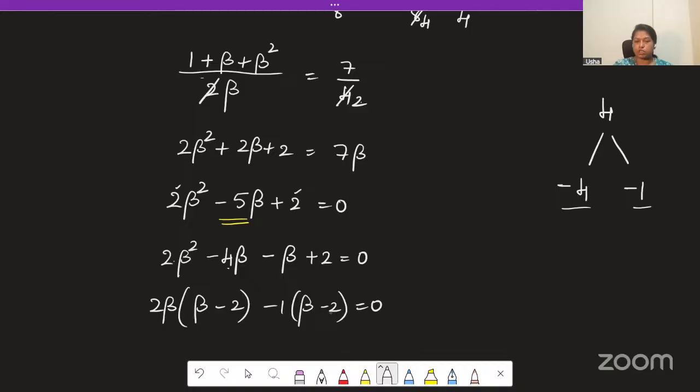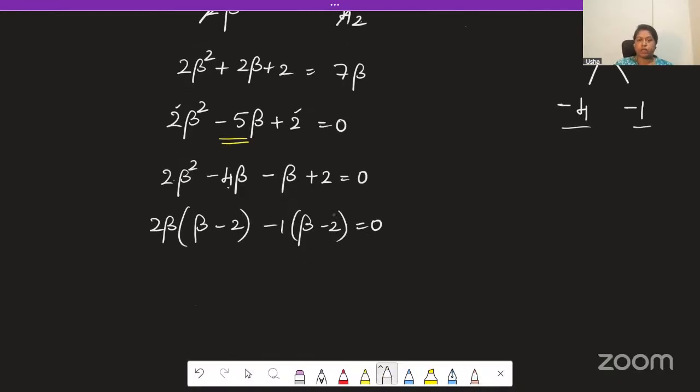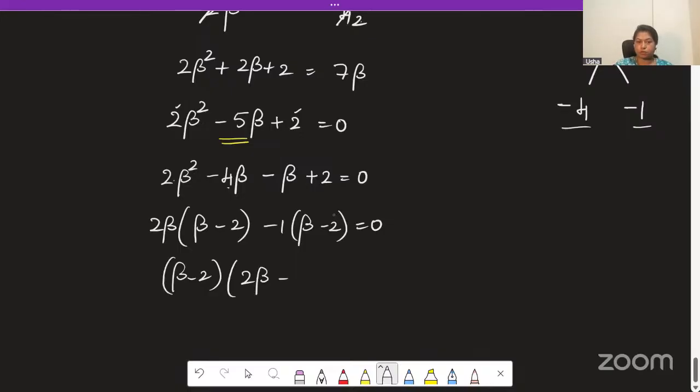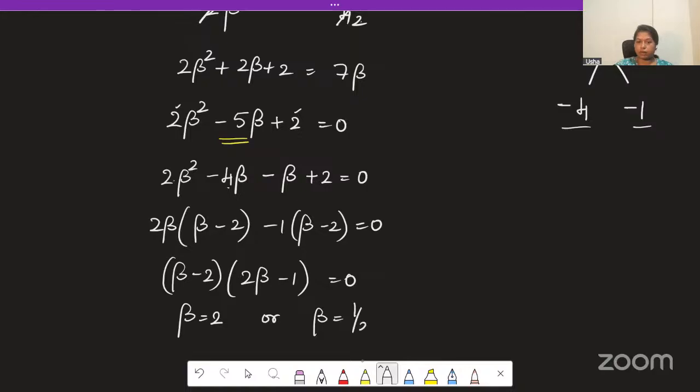The typical factorization that you did in your high school. Now beta minus 2 is common. If you take that out, you will get 2 beta minus 1. Is this clear, everybody? Therefore, beta is equal to 2, or 2 beta minus 1 is 0. So beta is equal to 1 by 2.